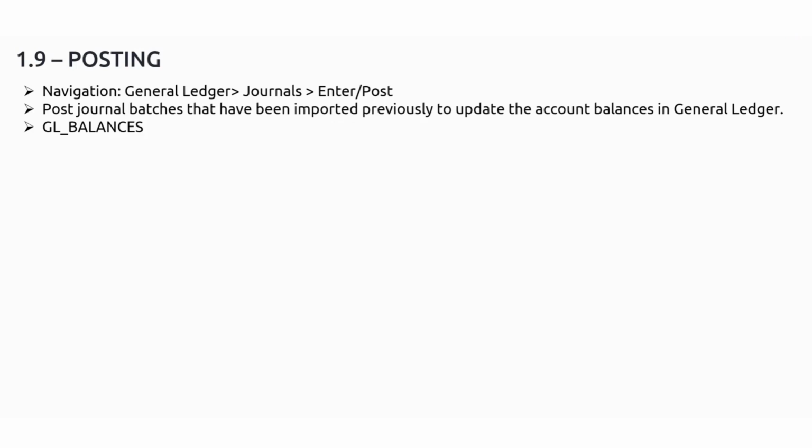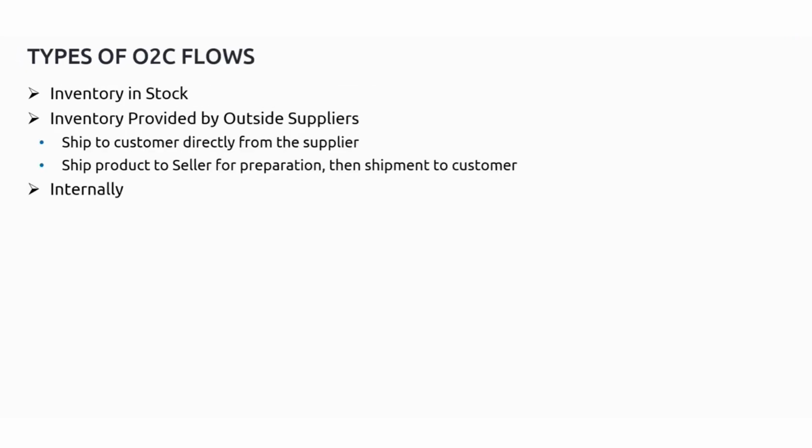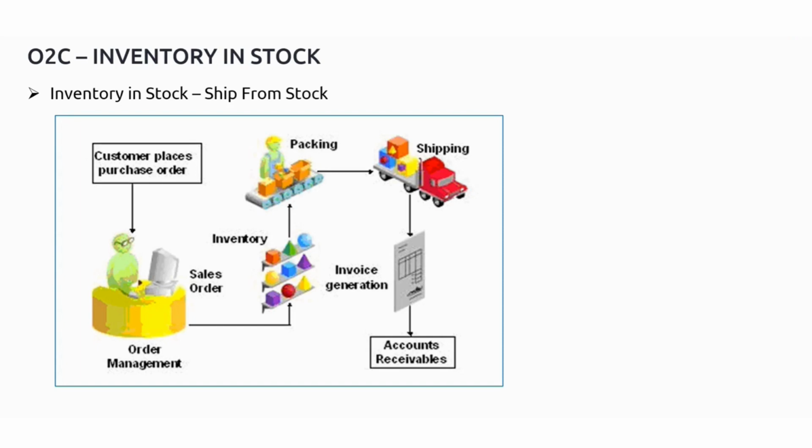Okay, so this is your generic O2C flow, which will be followed in this manner for a normal order. There are different types of O2C flows. Whenever you have inventory available in your stock, this is the flow which will be followed without any change. As I told you, if you have inventory available in your warehouse, you will place the order, it will be shipped from the warehouse to the customer, and then the invoice will be created.